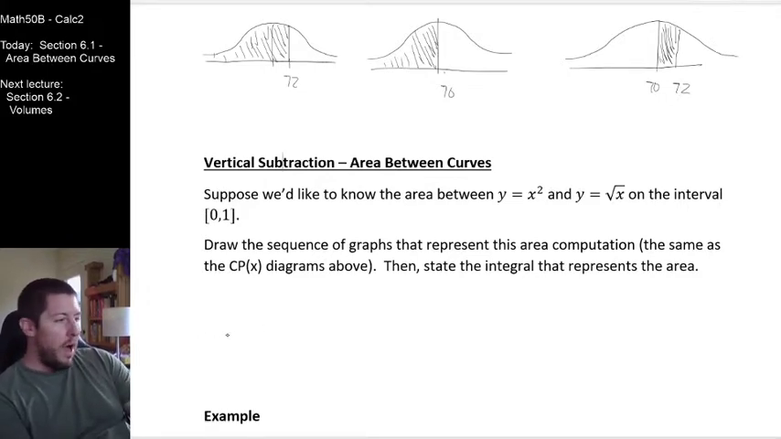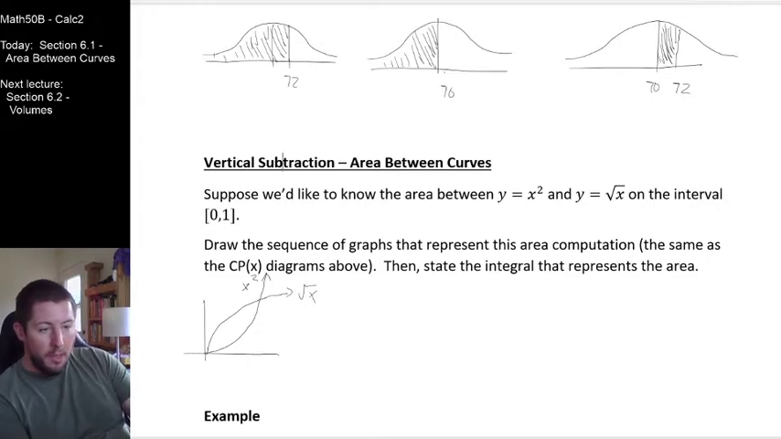Right. So I'm thinking to myself, I'm going to draw a sequence of graphs here. All right. I know that we're only interested in 0 to 1, so this will all be first quadrant stuff. I know that the square root of x graph looks like this guy. That's our square root of x. And I know that x squared looks like this guy.